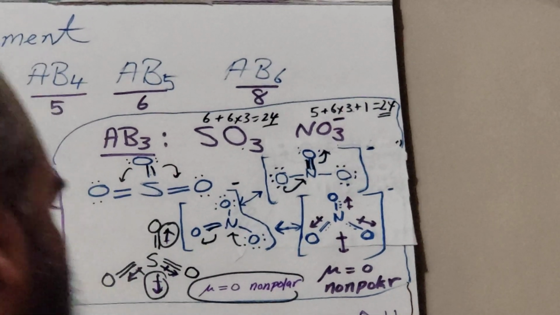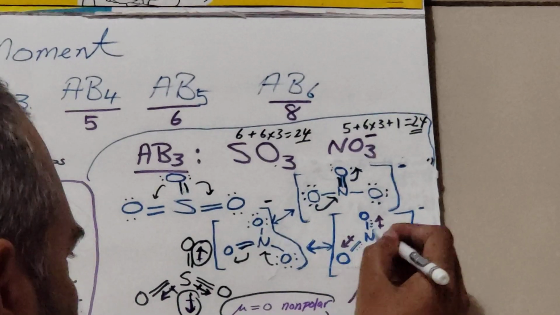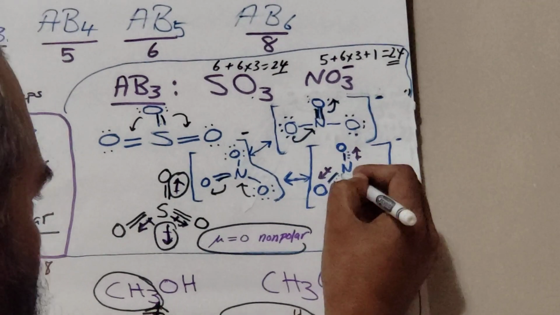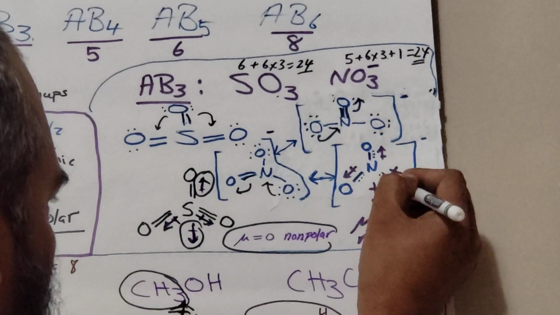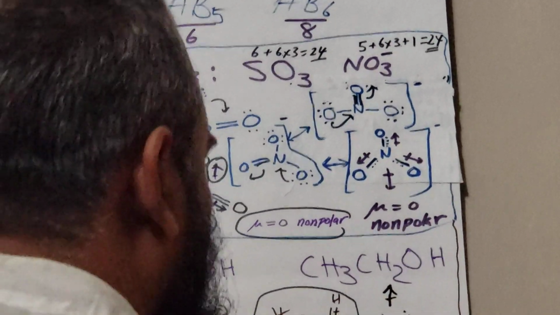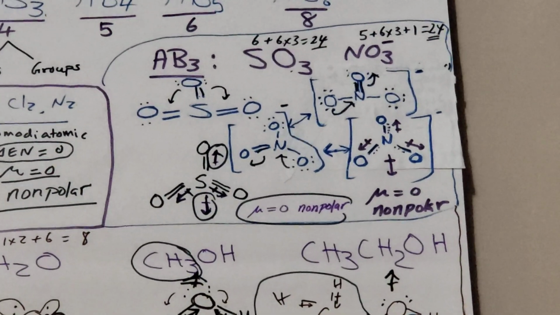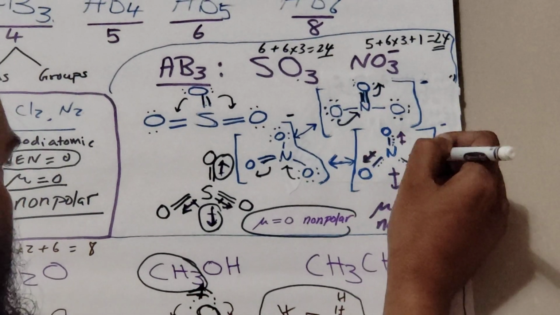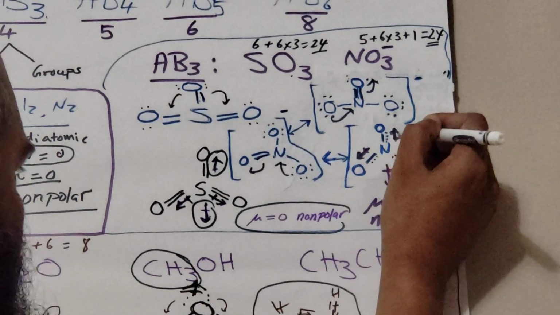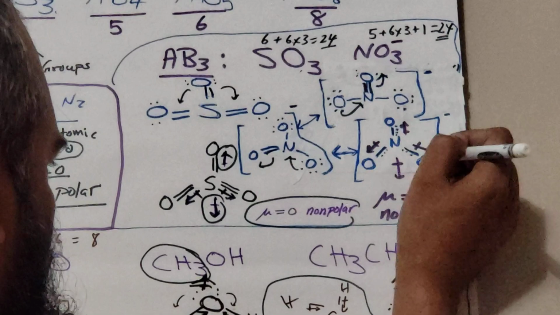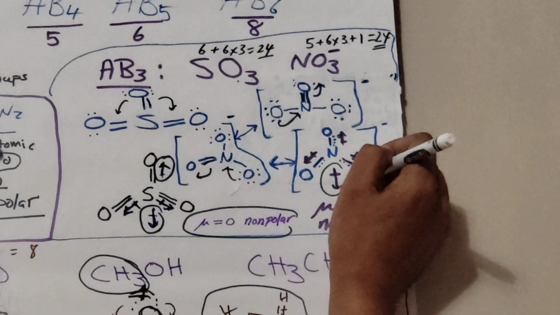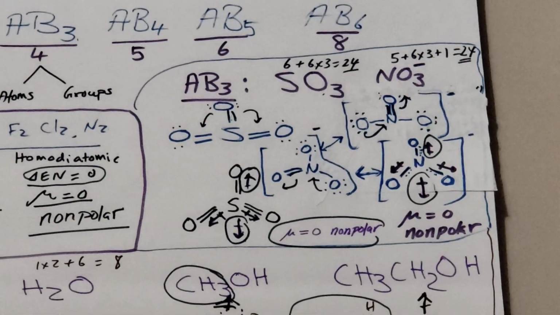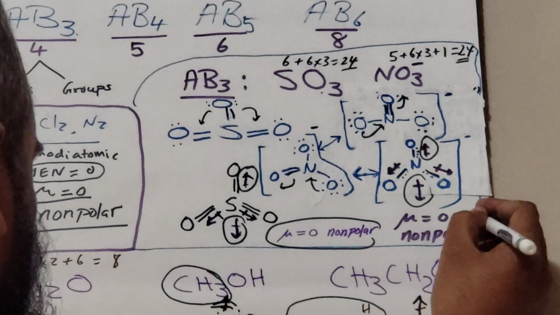So ultimately, every oxygen will have a single bond to nitrogen, and all of the oxygens will have a partial double bond. Partial double bond, and this arrangement is also trigonal planar. So one of the dipoles will be this way, another one this way, another one this way, right? The resultant dipole of these two is this way, which is opposite of this way, right? So they will cancel each other, so the dipole moment will be 0. That means this is non-polar.